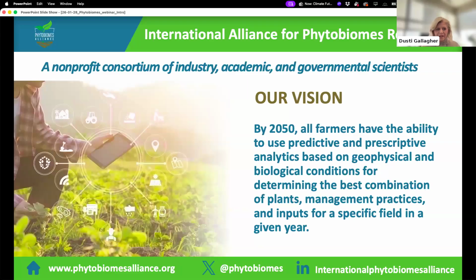And just a bit about the Phytobiomes Alliance. We are a nonprofit consortium of industry, academia, and we also work with government scientists. And our vision, created by our board of directors, is that by 2050, all farmers will have the ability to use the necessary data and analytics based on geophysical and biological conditions to help them determine the best combination of plants, substrates, management practices, and inputs for a specific field in a given year.